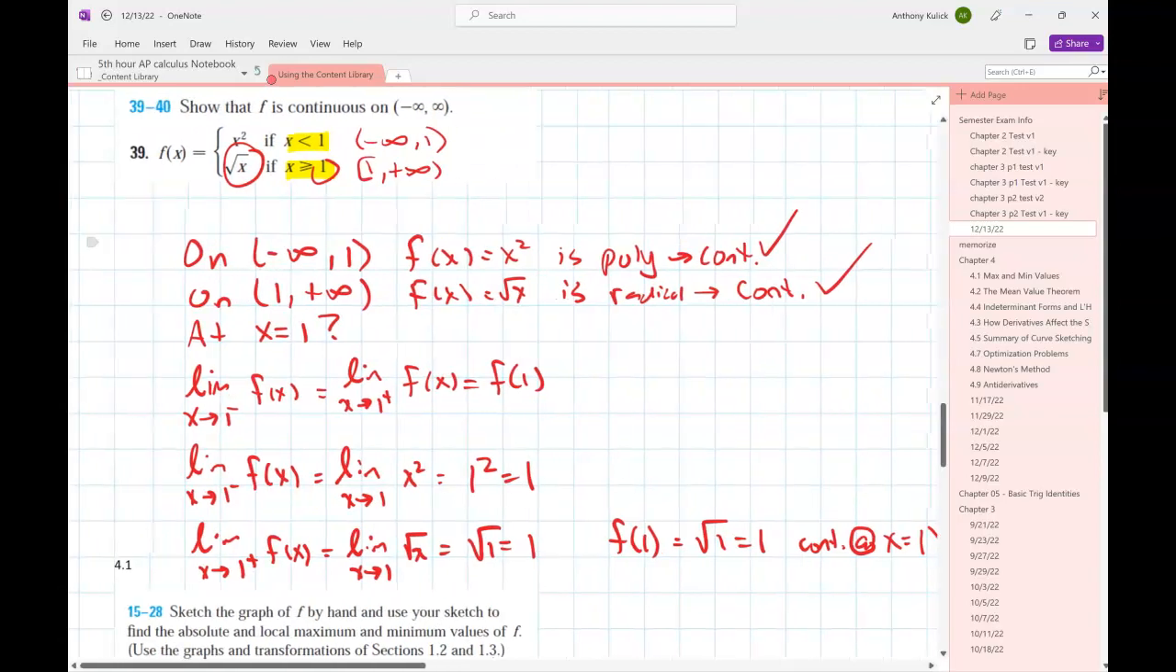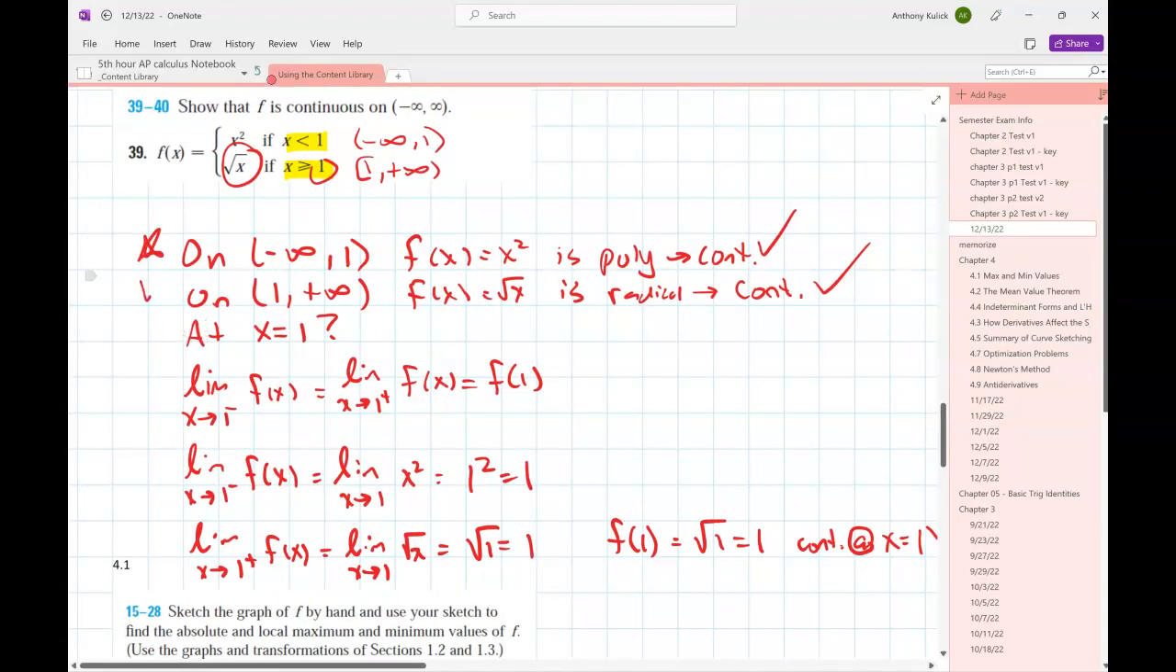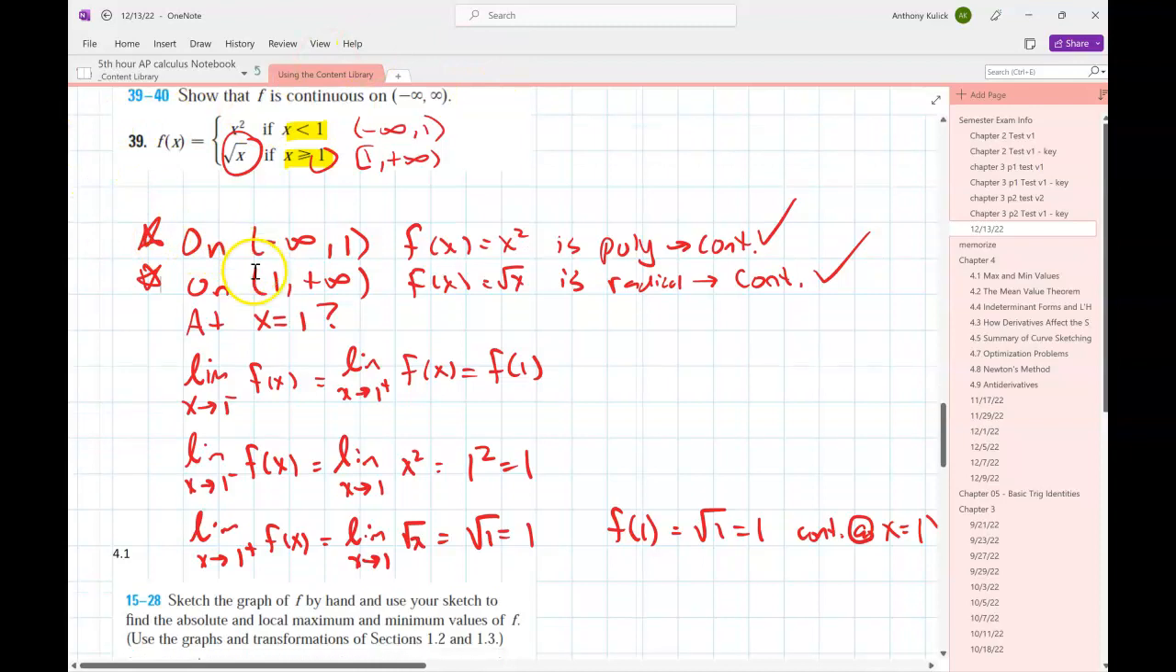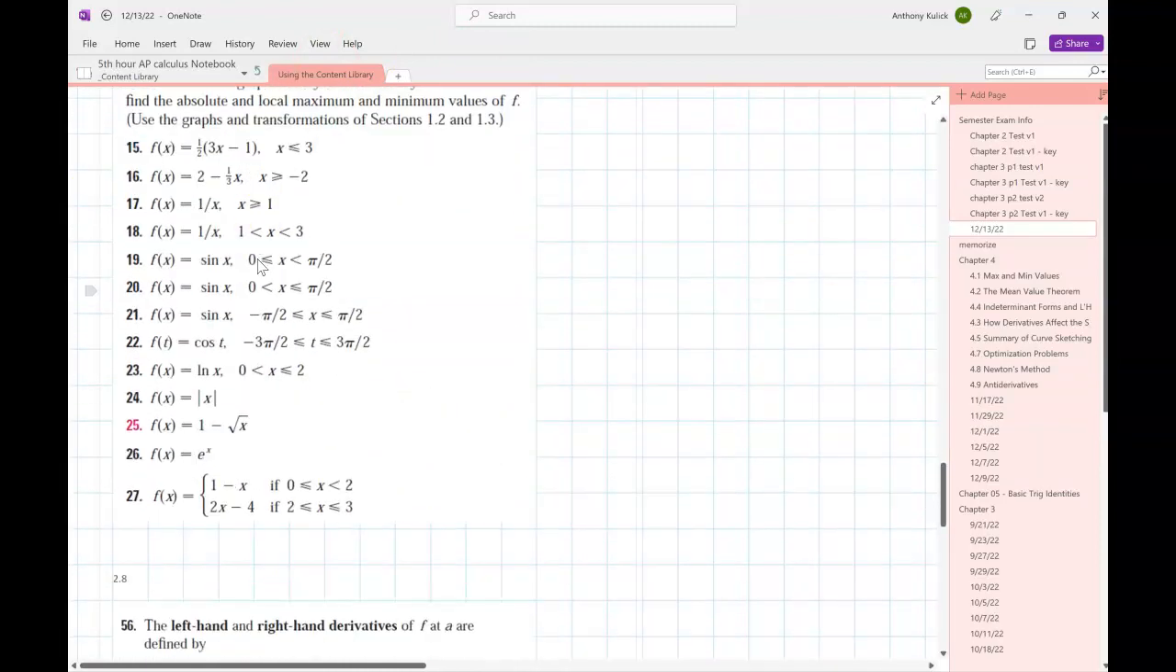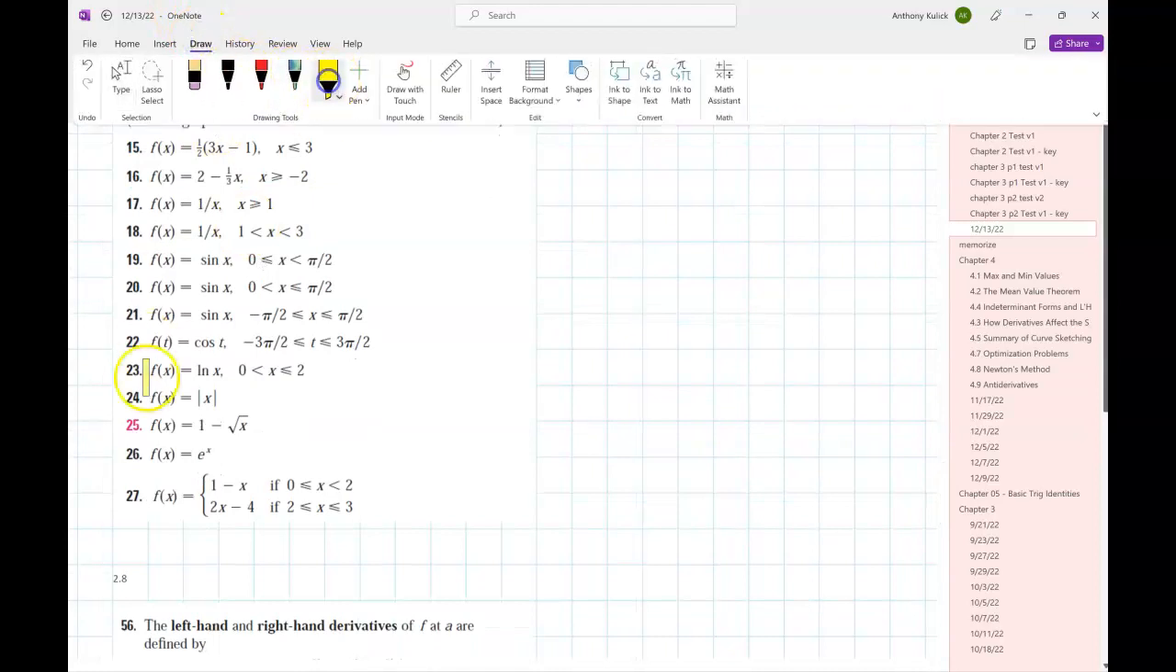Notice that these two rules here are super helpful, right? Knowing that to show continuity over that interval, I can just use that the function is continuous on that interval. So that's quite helpful. Okay, let's take a look at the next one. We're not doing all of these. I think we're just going to look at number 27 here.